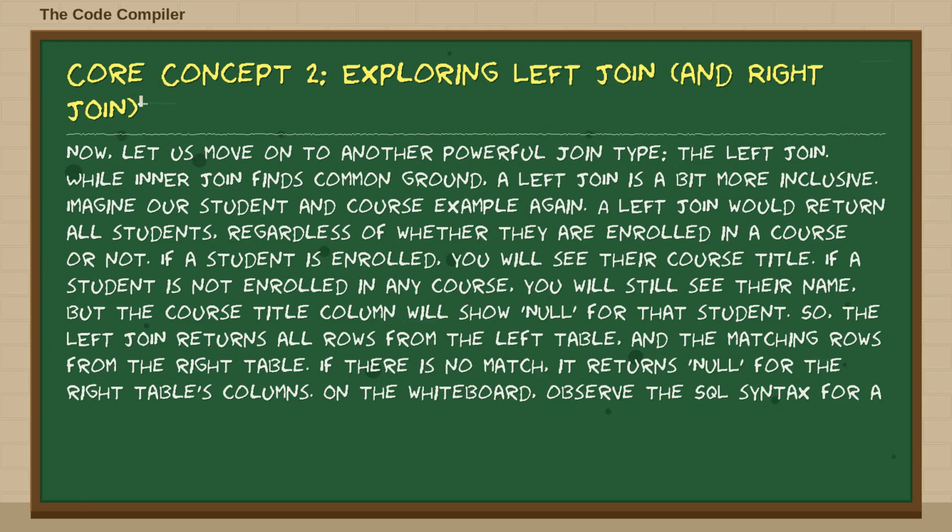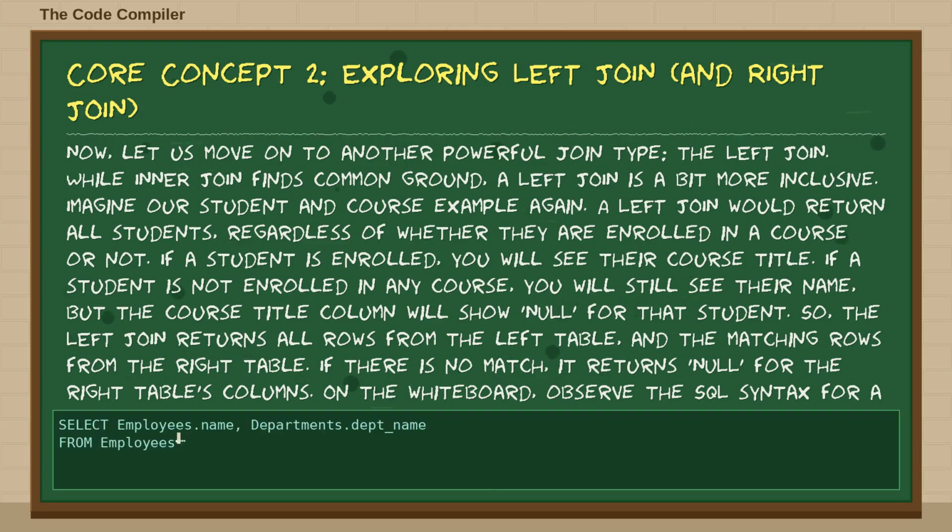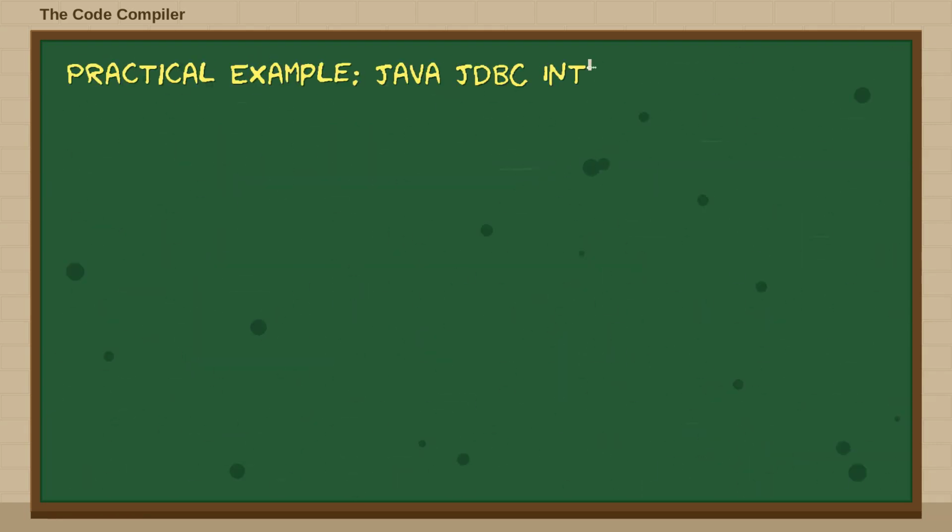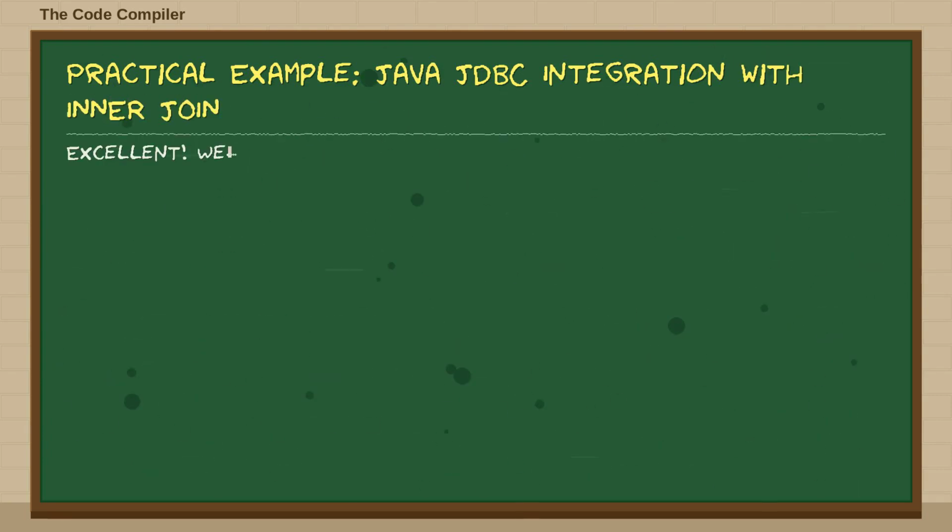On the whiteboard, observe the SQL syntax for a left join. You can also infer what a right join would do. It is simply the mirror image, returning all rows from the right table and matching ones from the left. These joins are incredibly useful when you need to ensure all records from one primary table are always included in your results. Excellent! We have understood the core concepts of inner join and left join.